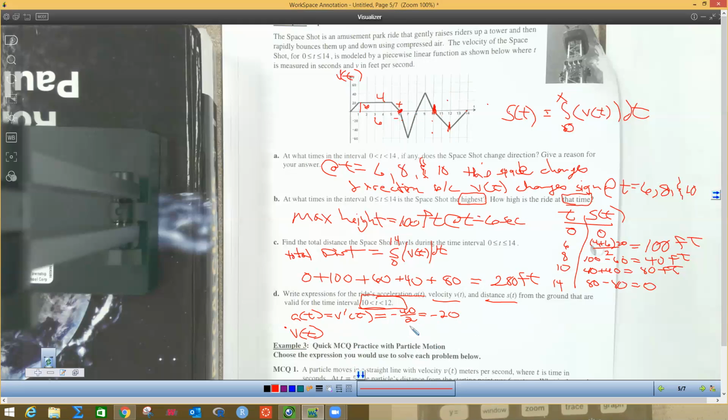Velocity from there is going to be, oh, I tell you what, I'm going to stop the video for right now. Just had a student come in and I will finish this later and put the other one on.